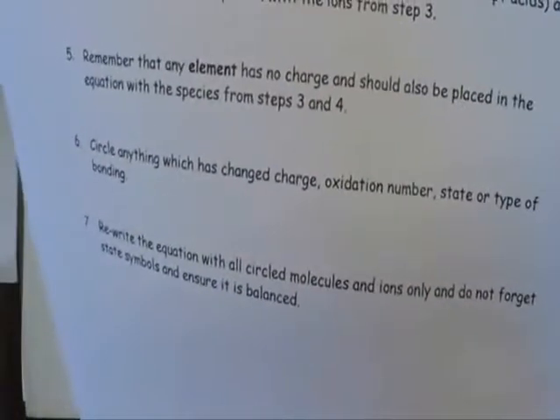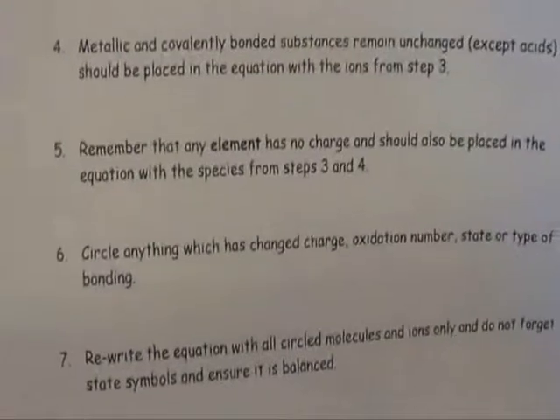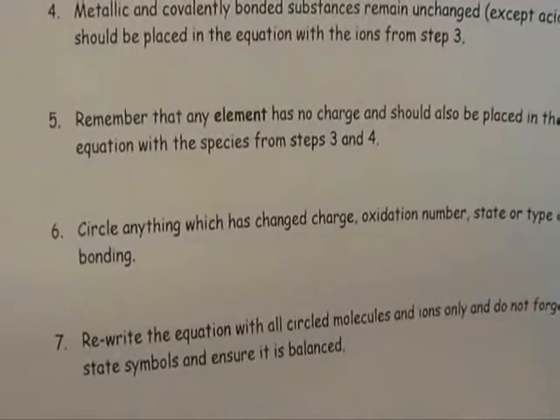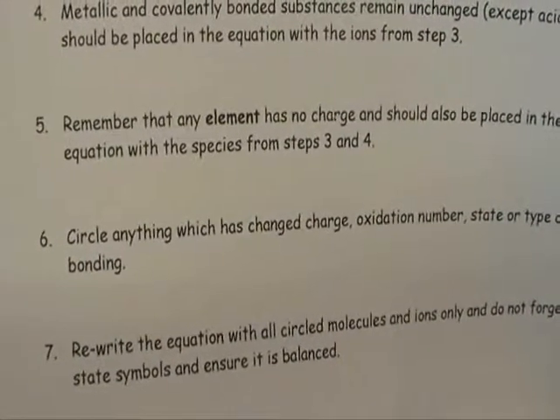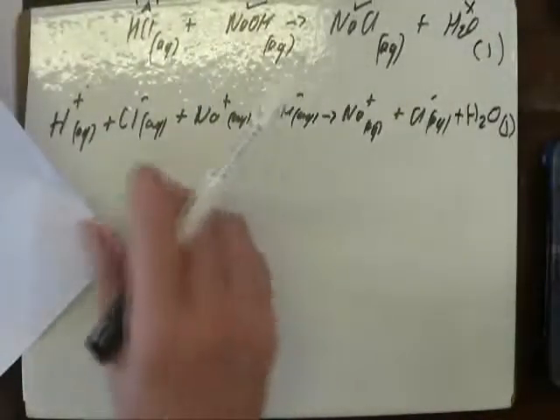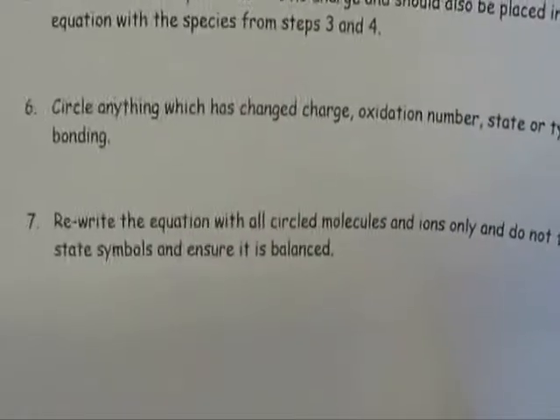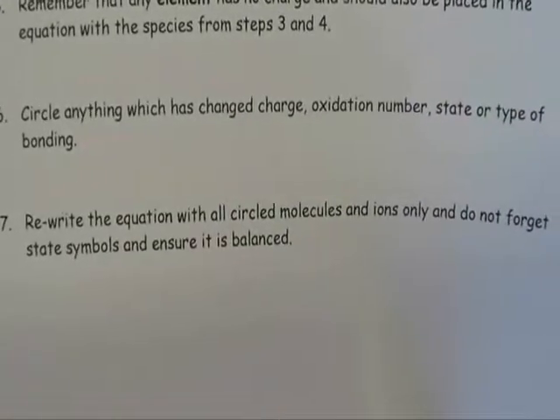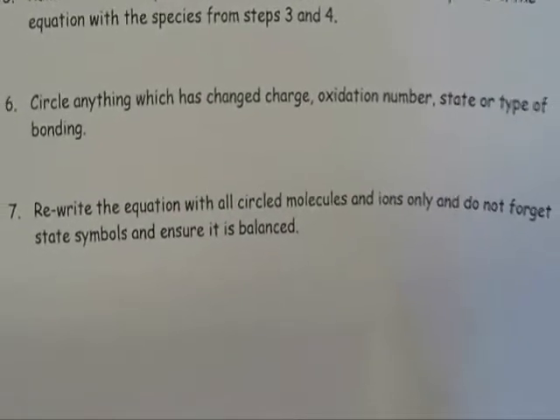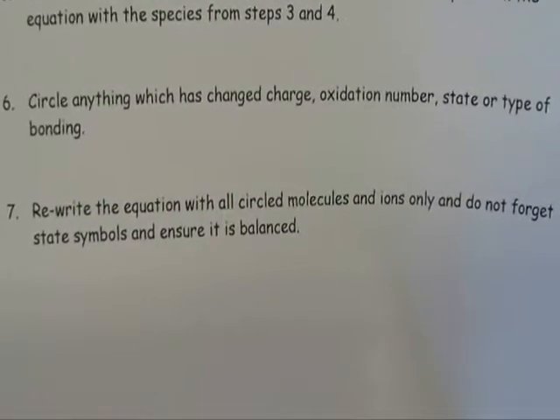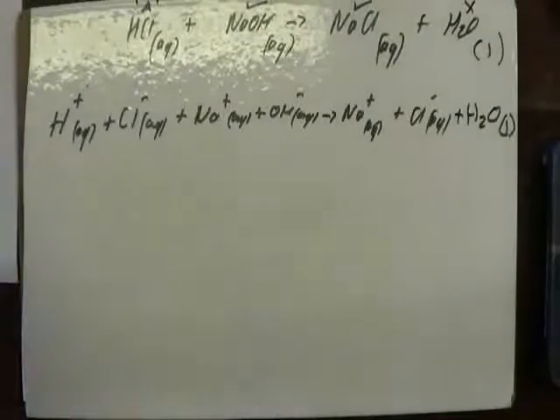Right, let's go to step 5 then. Step 5 says, remember that any element has no charge, and should be placed in the equation with species from steps 3 and 4. Well, there's no pure elements in here, so we're not going to worry about that. Okay. This time, part 6, we're going to circle anything which has changed charge. Oxidation number, we don't need to worry about. State or type of bonding. Well, let's have a look.